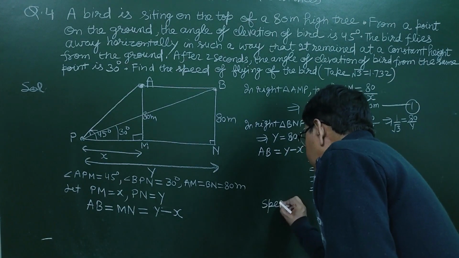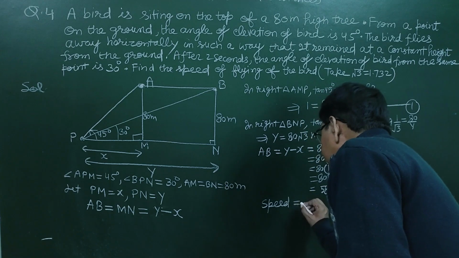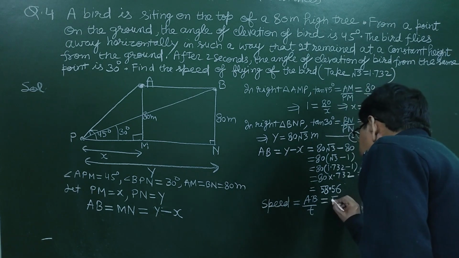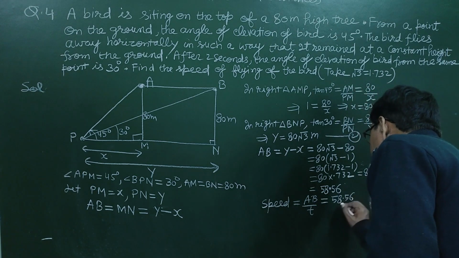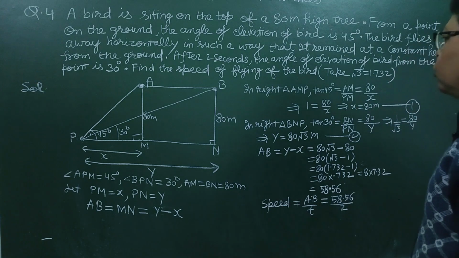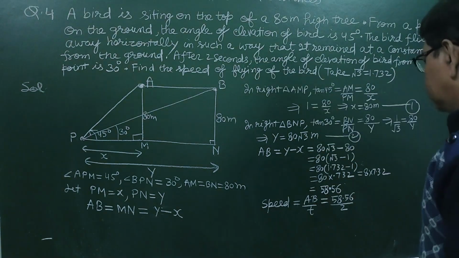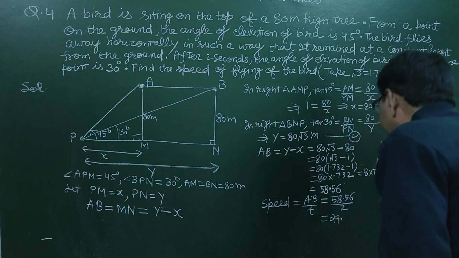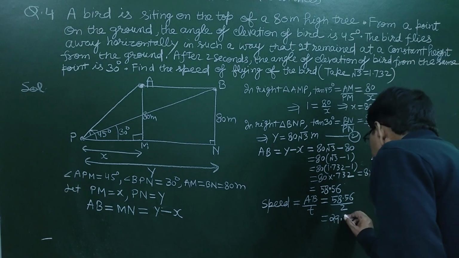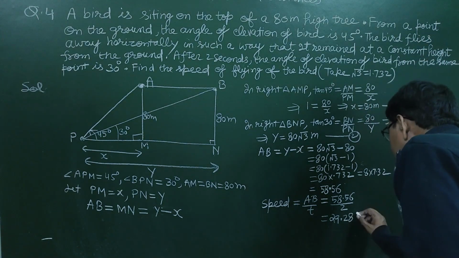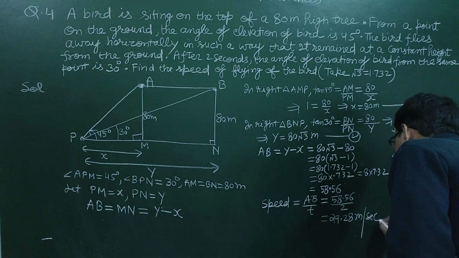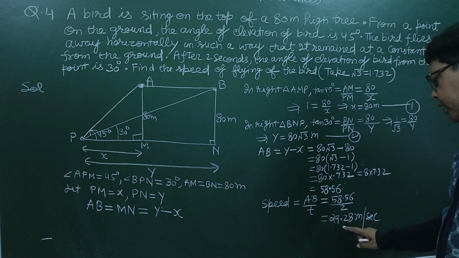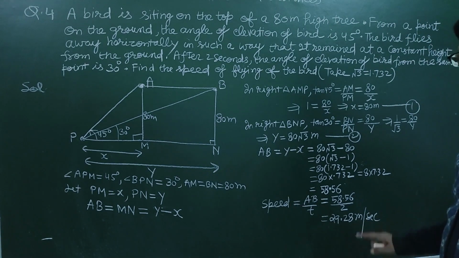Speed of the bird is equal to distance upon time, that is AB upon time, and AB is equal to 58.56 divided by 2 seconds. So this is equal to 29.28 meter per second. So the speed of the bird is equal to 29.28 meter per second.